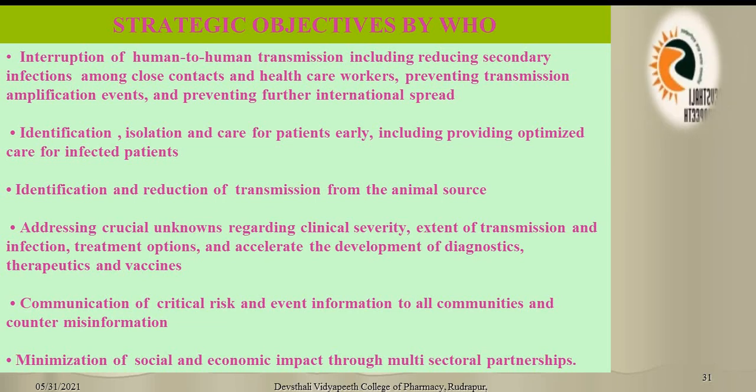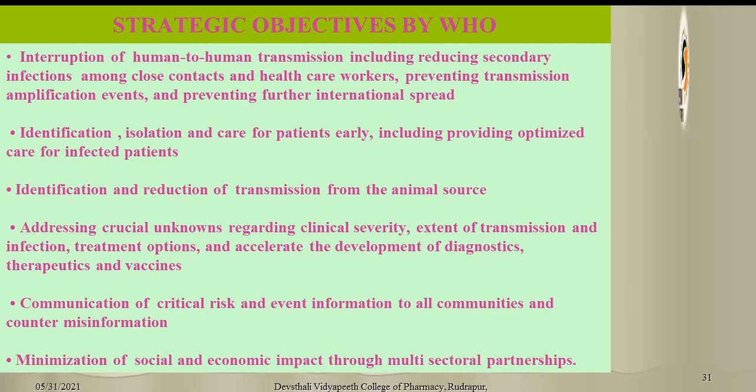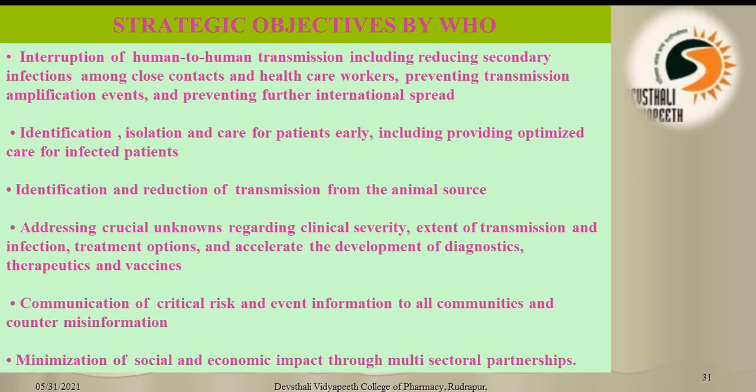After that, the second objective was to identify, isolate and take care of the patients, also the infected patients. After that, the identification and reduction of transmission from the animal source, and addressing the crucial unknowns regarding clinical severity. Common people were informed about the clinical severity, the transmission extent and infection, options of treatment, and acceleration of the development of diagnostics, therapeutics and vaccines. Communication was done regarding critical risk and event information to all communities, and to counter misinformation. And there was the minimization of social and economic impact through multi-sectoral partnerships.